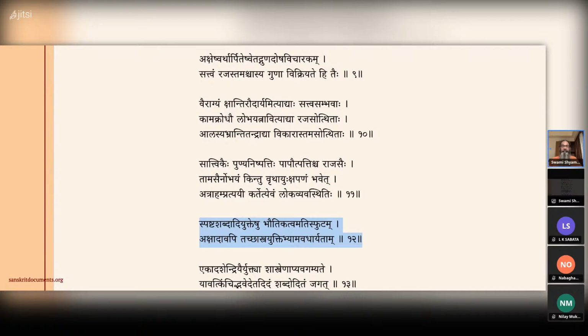Alasya, bhranti, tandradya. Then the other one is lazy. Then delusion, bhranti, and tandradya. These are what? Tandradya, vikaraha, tamosothita. They are born out of what? They are born out of the energy.